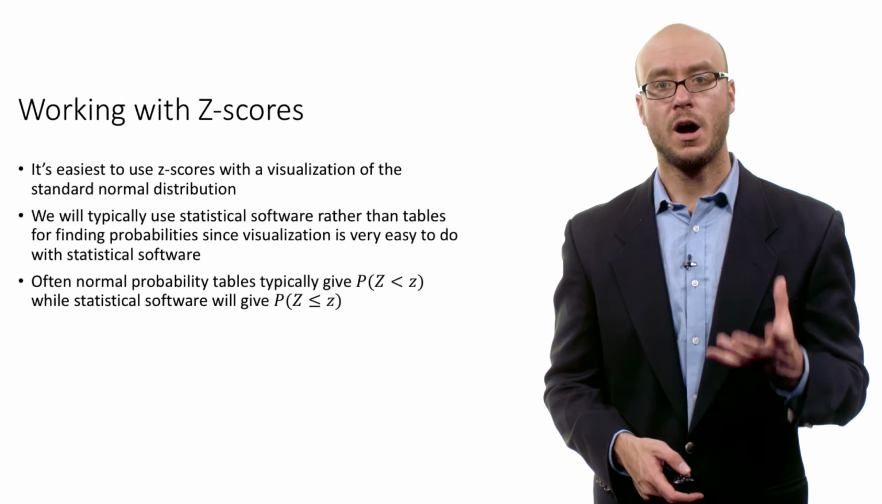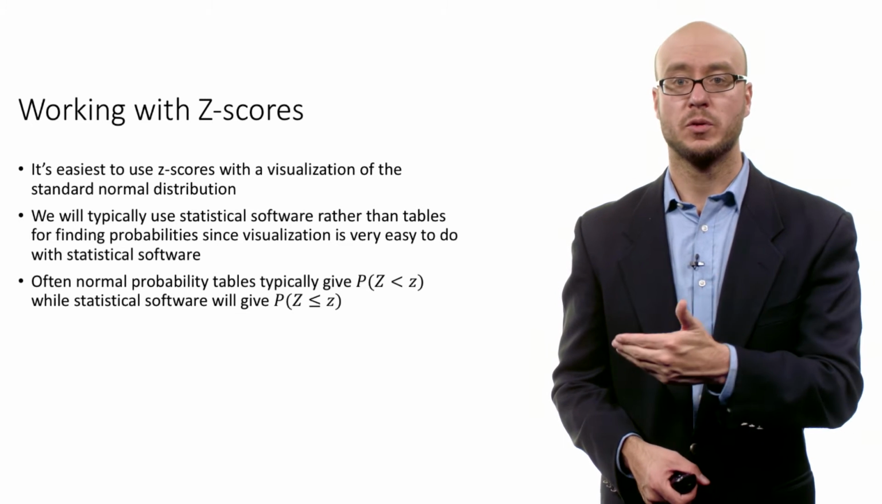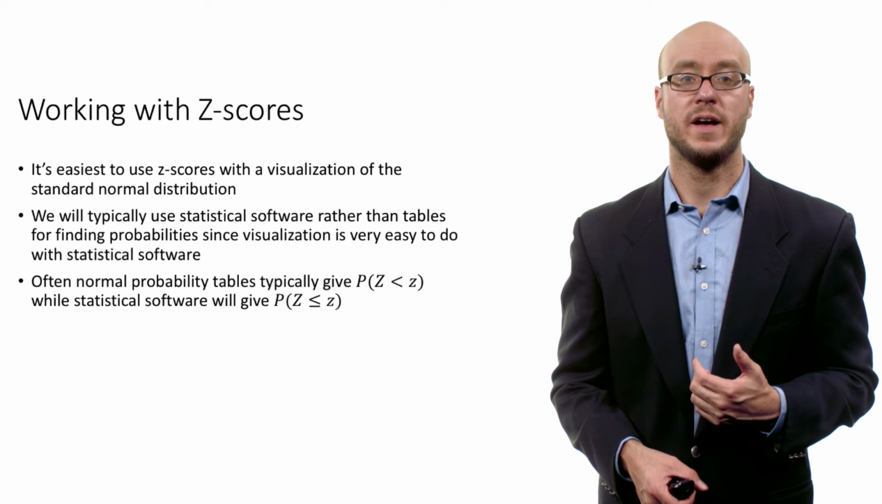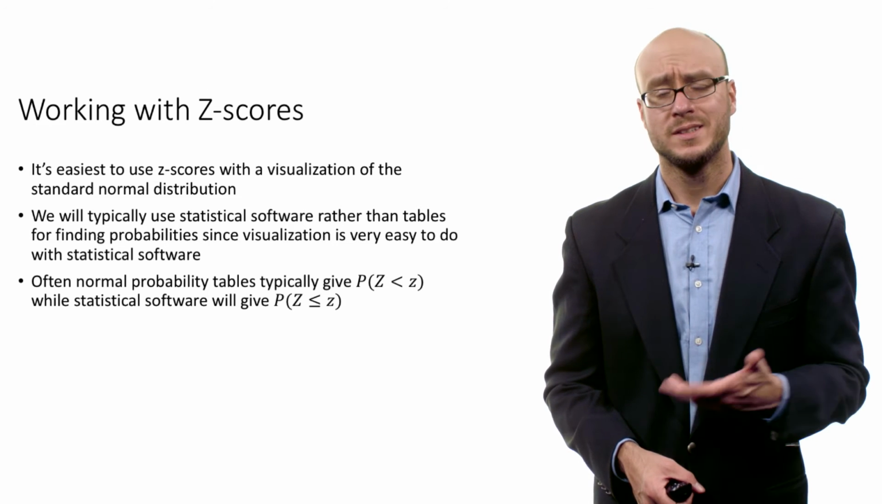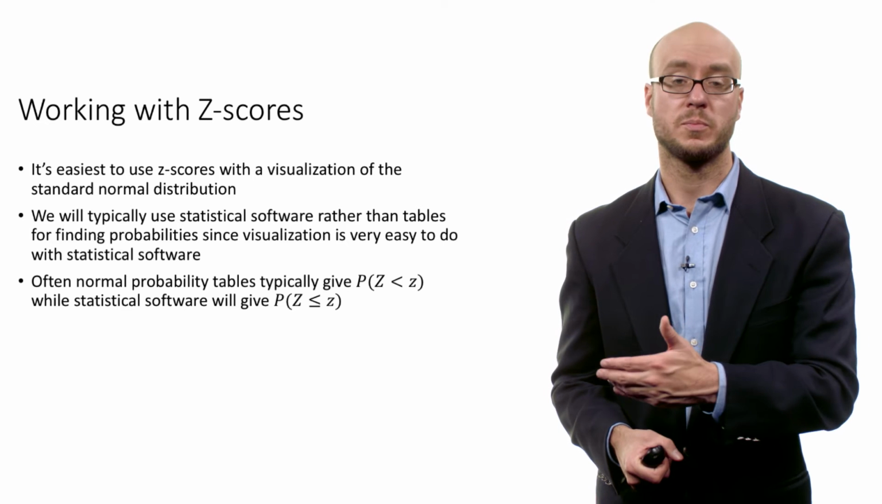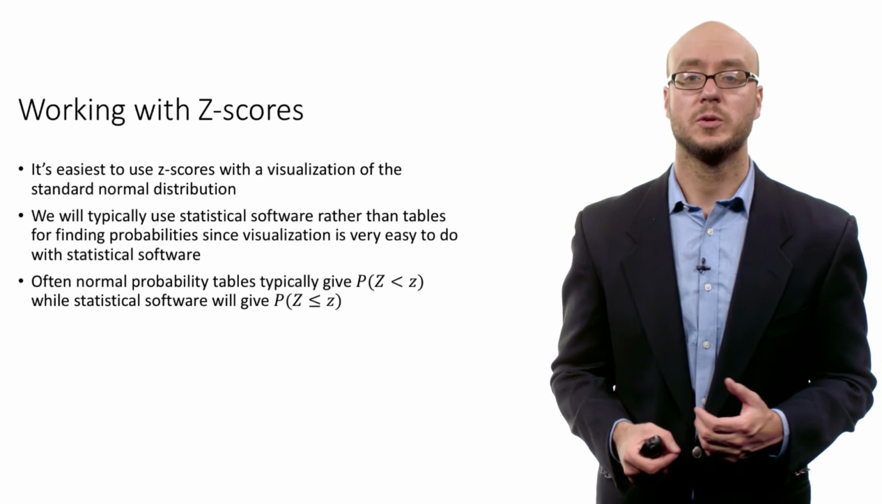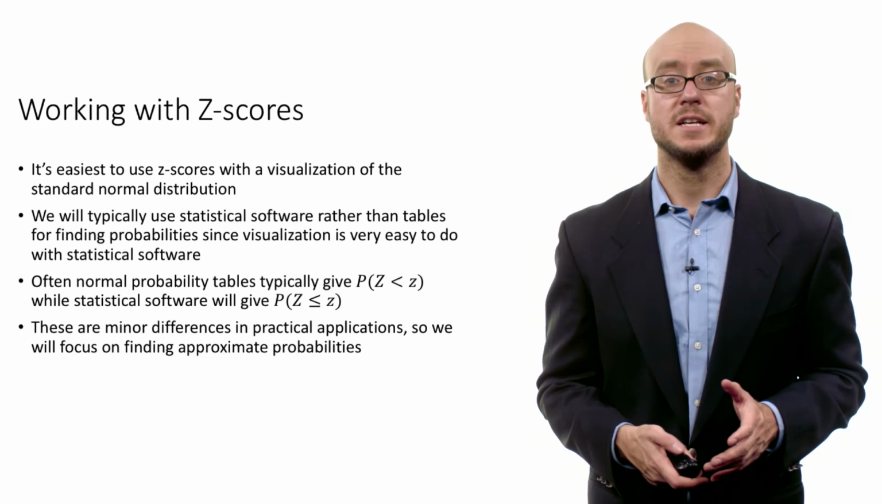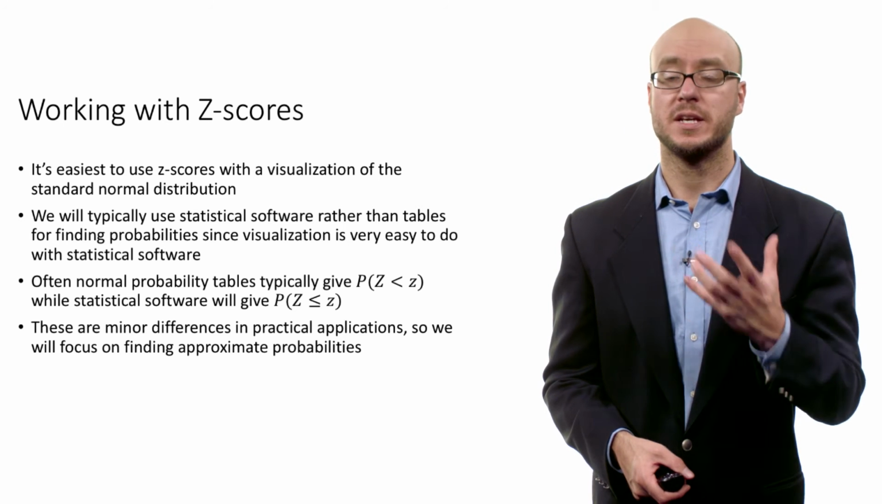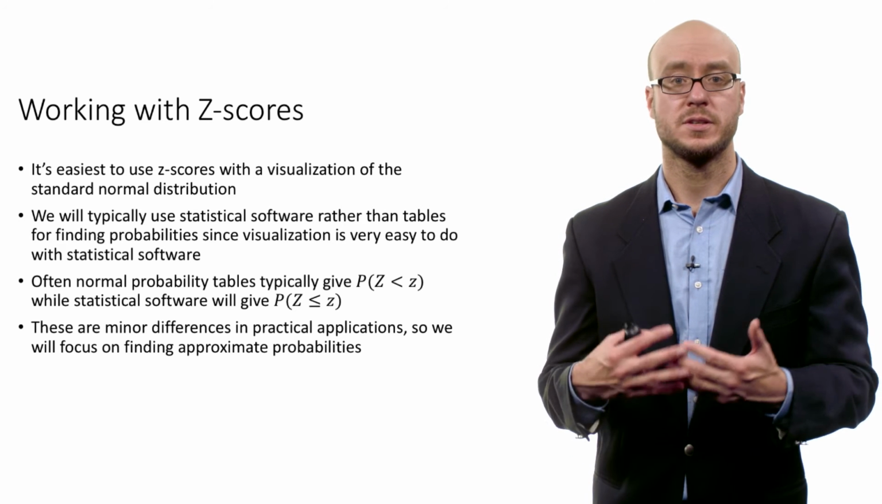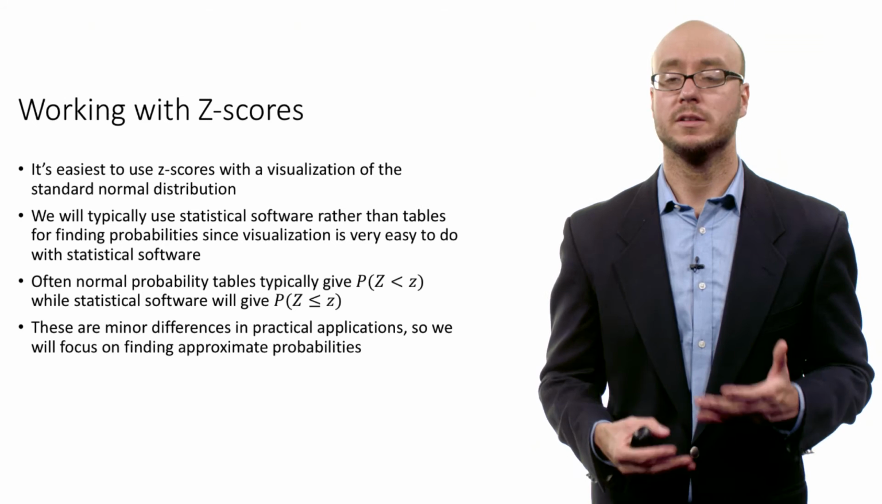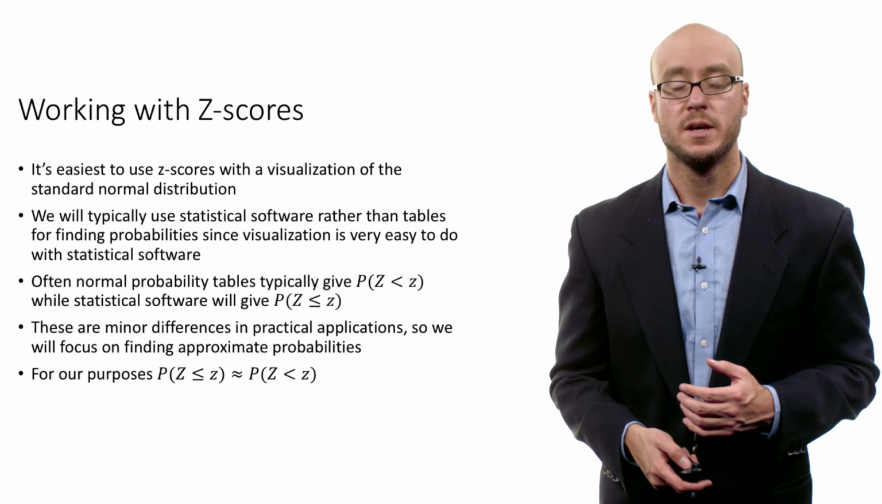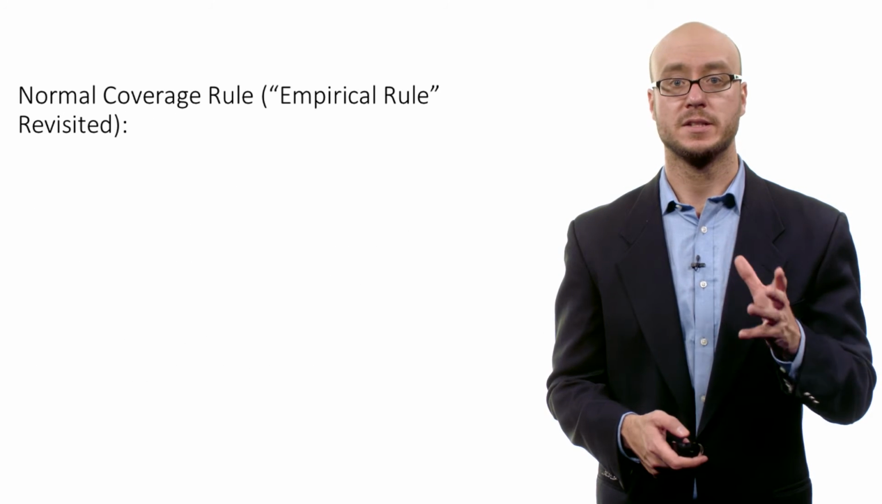Right? Often normal probability tables give you a probability below a certain cutoff value for a certain z-score, while in general, statistical software tends to give you the probability of a z-score being less than or equal to a cutoff value. We will treat these as roughly approximate, because in nearly all practical applications, it doesn't make much of a substantive effect. So that's an important point.